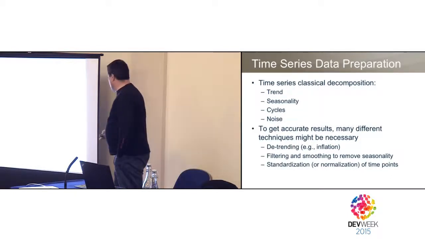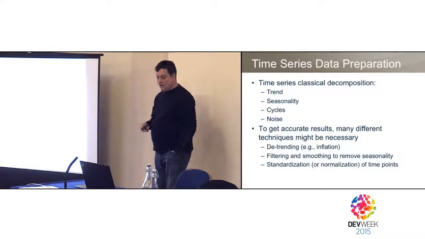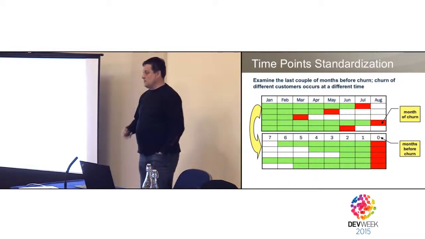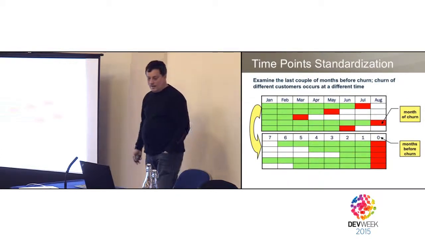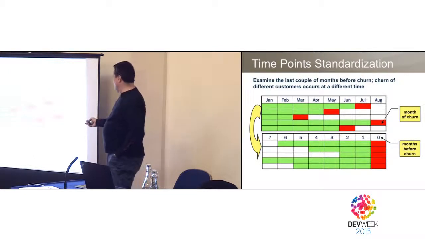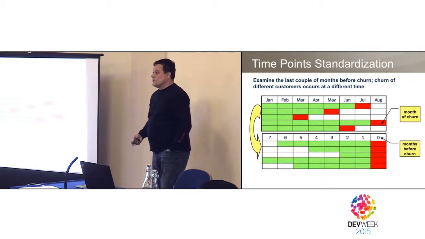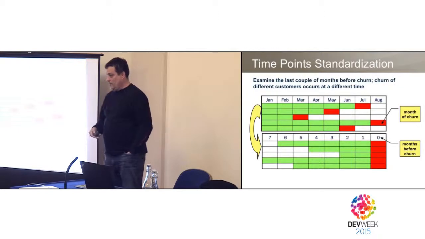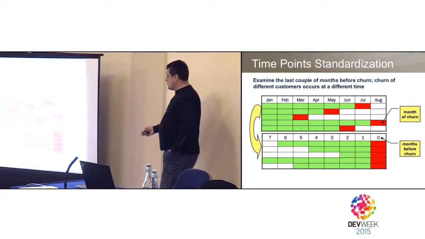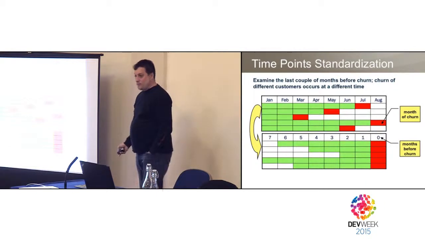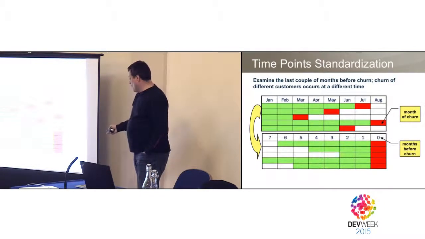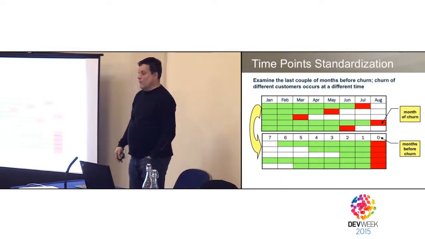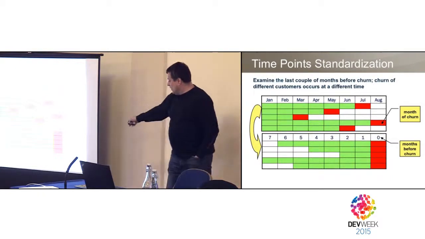And sometimes you need to standardize time points. What does it mean? Imagine that you are doing churn detection. You are selling services, so some people are leaving you. Somebody left in July, another one in May, somebody in March. So it's kind of hard to compare this data to find the reason why these people left. So you can standardize time points to have one time point of churn. And then you measure months before churn, and now you have comparable data for all rows. So now you can try to predict.